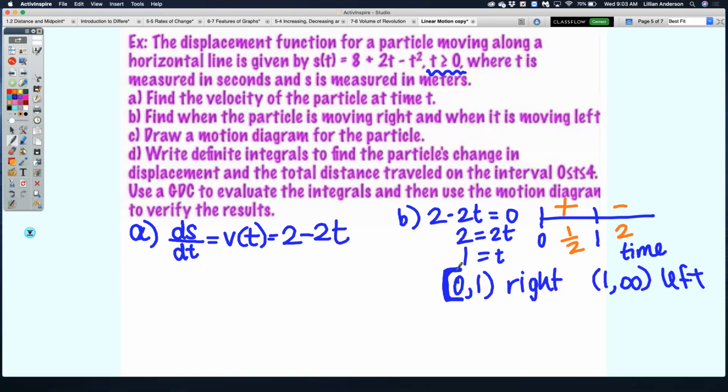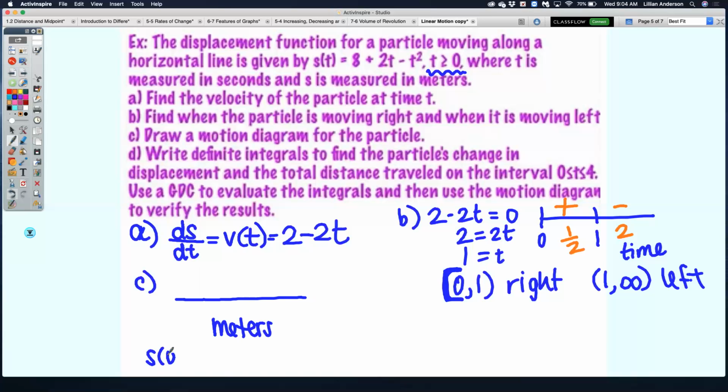And now we have to draw the motion diagram for the particle, okay? Refresh your memory a little bit on that one example I told you guys not to write down. So we need our motion diagram. So we have a horizontal line that represents the meters. We just have to figure out where we were when it was 0 seconds. We have to figure out where we were when it was 1 second. And then we'll be good to go from there to draw a diagram, okay?